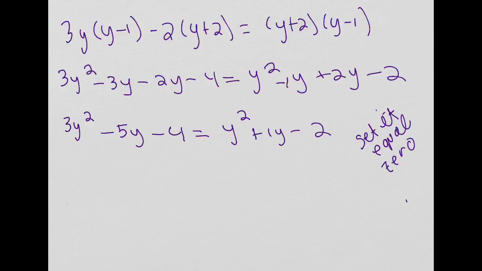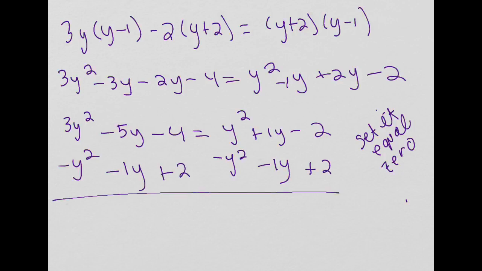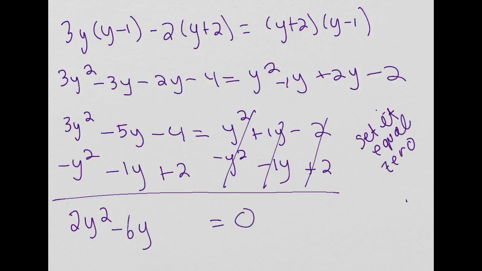So I'm going to start by subtracting the y squared, subtract the 1y, and add the 2. This and this are going to cancel, giving 0. Then 3y squared minus 1y squared gives me 2y squared. Negative 5y minus 1y gives me negative 6y. And negative 4 plus 2 gives me negative 2.